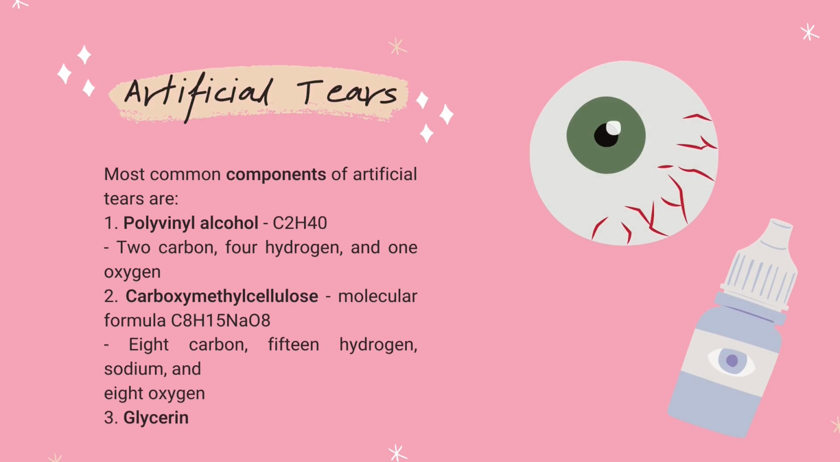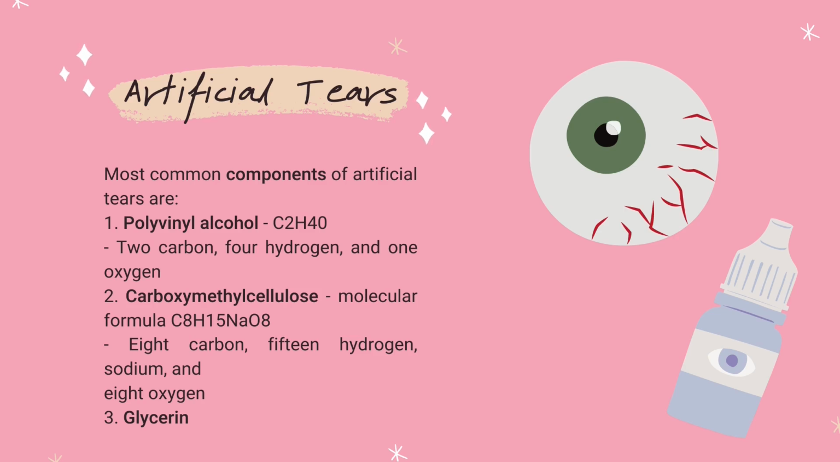And the most common components of artificial tears are number 1, polyvinyl alcohol, composed of 2 carbons, 4 hydrogens, and 1 oxygen. This is used as a lubricant. It is a synthetic polymer that is water-soluble. It is commonly used in various textiles and contact solution.